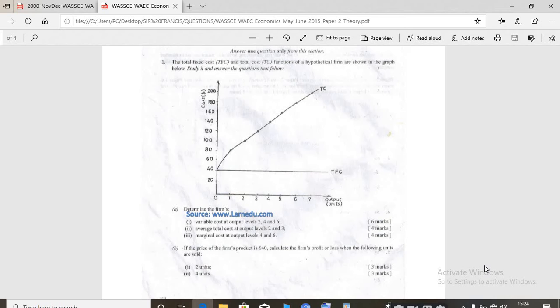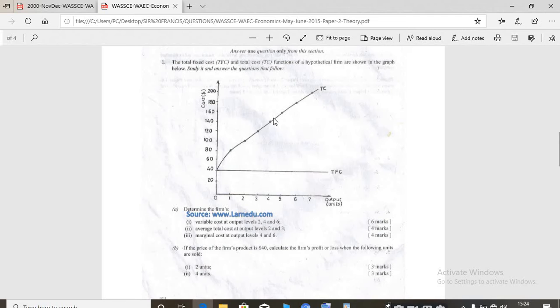But before I move on to the solution itself for part A of question 1, I would like to give you some little explanation, or let us do some revision. Maybe you might have forgotten them, or if this is the first time of seeing something like this in economics, then it's very vital for us to go back a little bit.